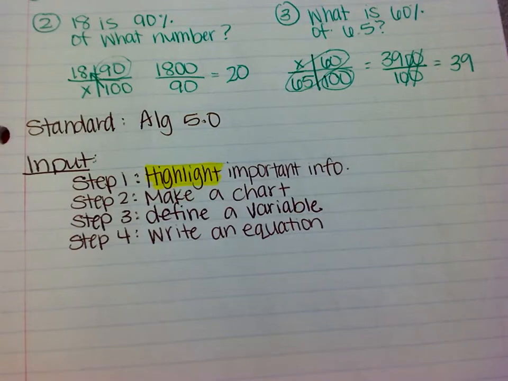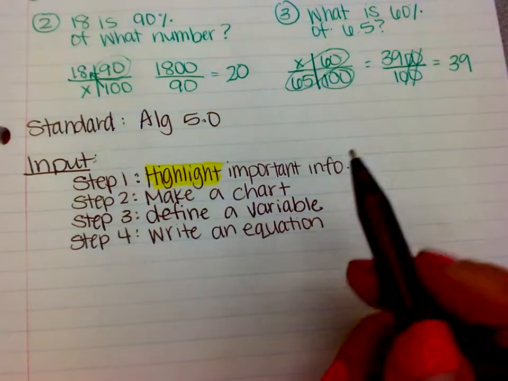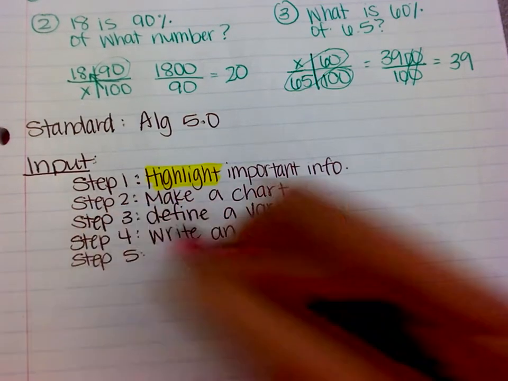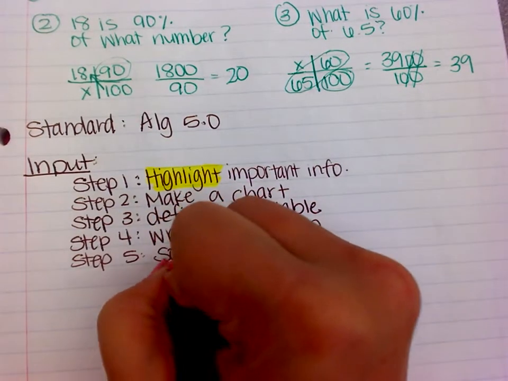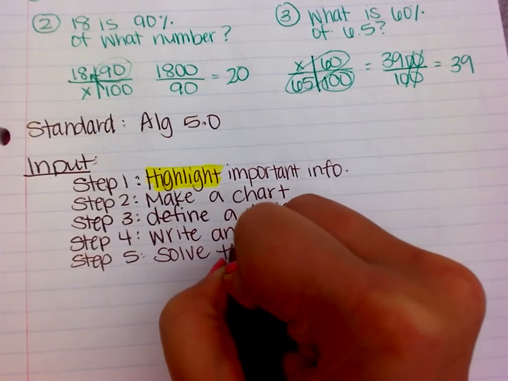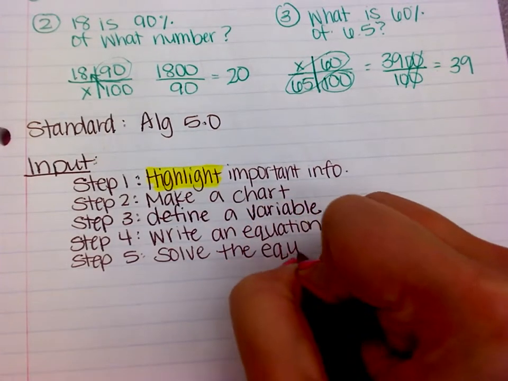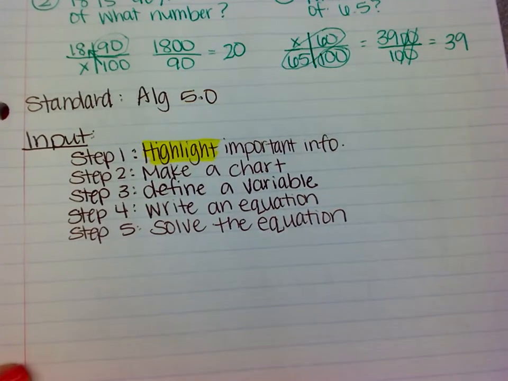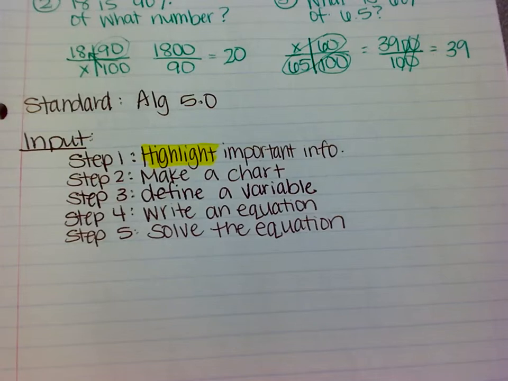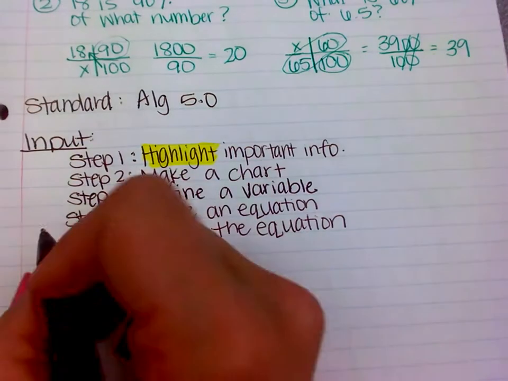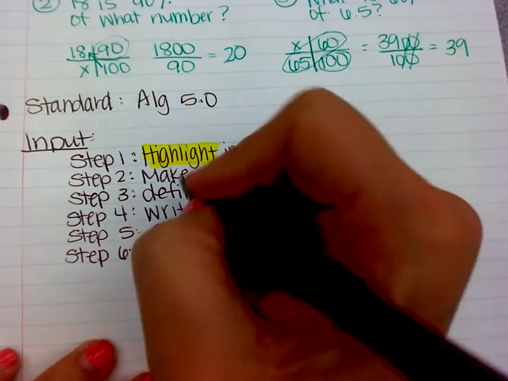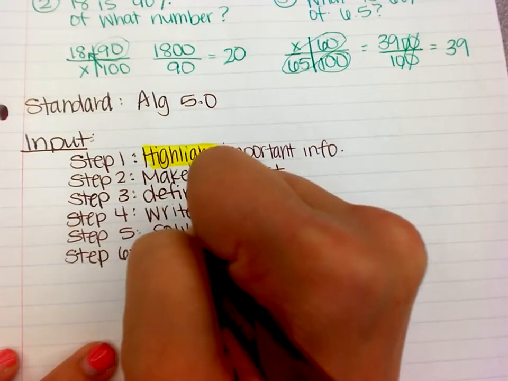Okay, thank you. All right, step 5 is to solve the equation. Normally when you solve the equation, you're like, oh, I'm done. Next step's going to be to box the answer, right? But not with these types of word problems, okay? So step 6 is to answer the question being asked.